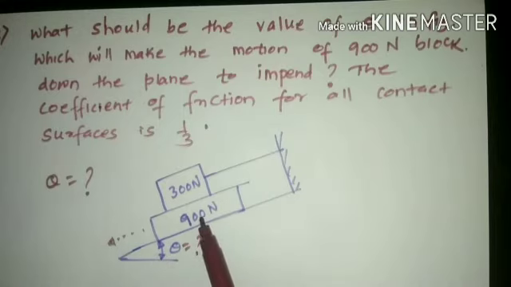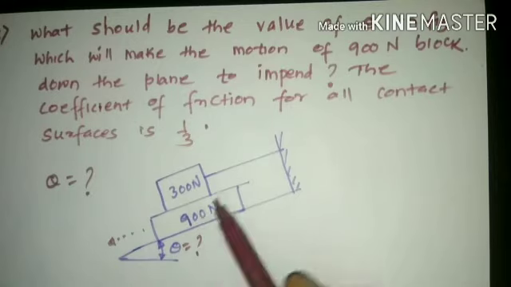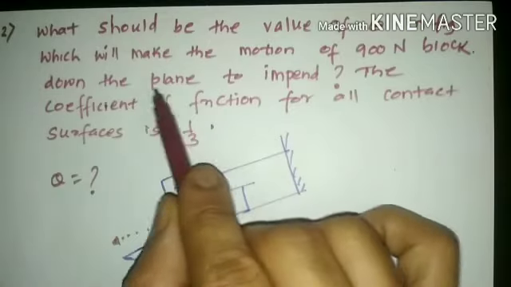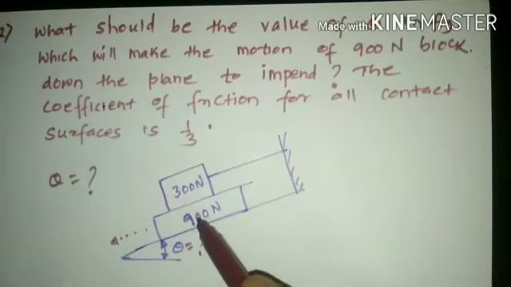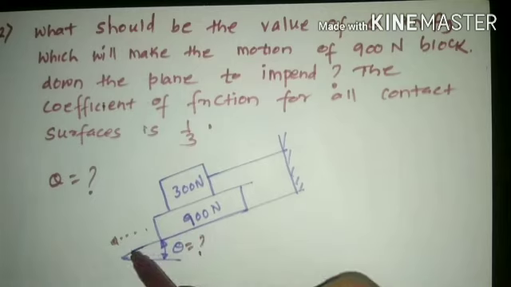If this 900 Newton block slides down the plane, obviously the 300 Newton block will fail from its original position. So, to ensure the total system is kept in equilibrium, it is essential that theta plays an important role in adjusting this 900 Newton block so as not to allow it to move down the plane. As the statement of the problem itself says, the 900 Newton block will move down the plane because of its own weight.